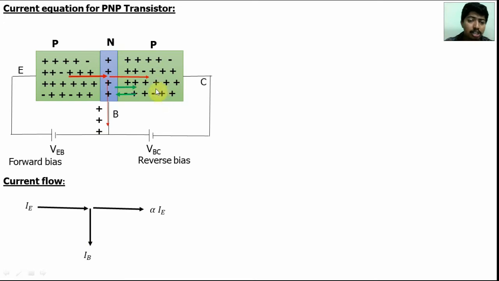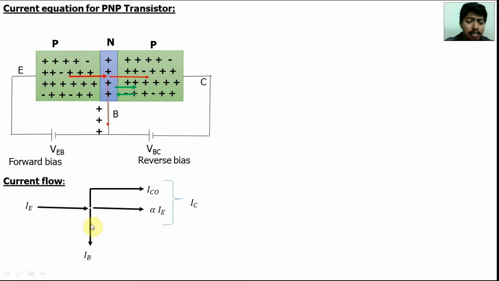Minority electrons move from collector to base. Minority holes move from base to collector. So current flows from base to collector, and in this direction it is IC naught. The IC current is the combination of IC naught and alpha times IE. This is the IC.